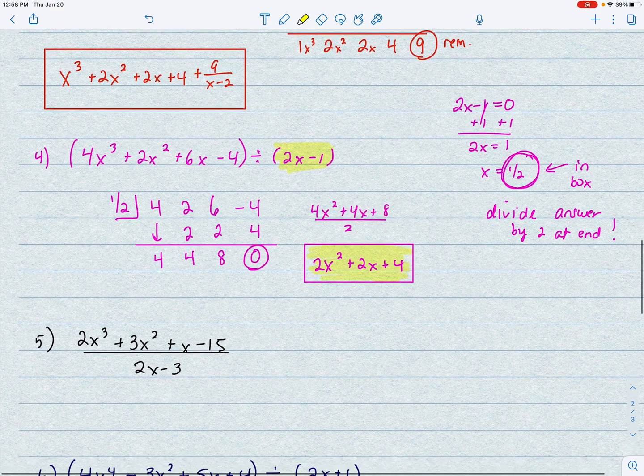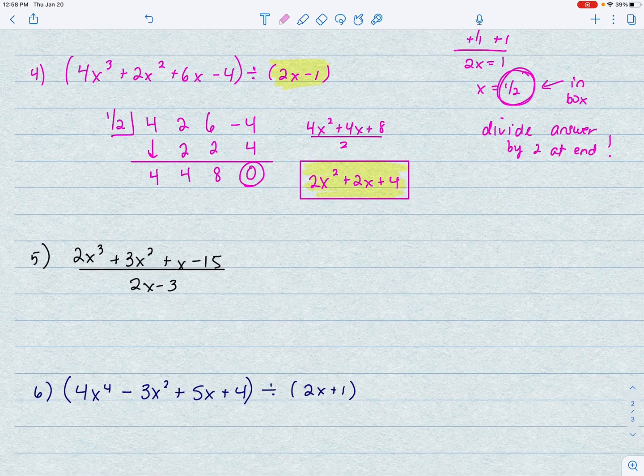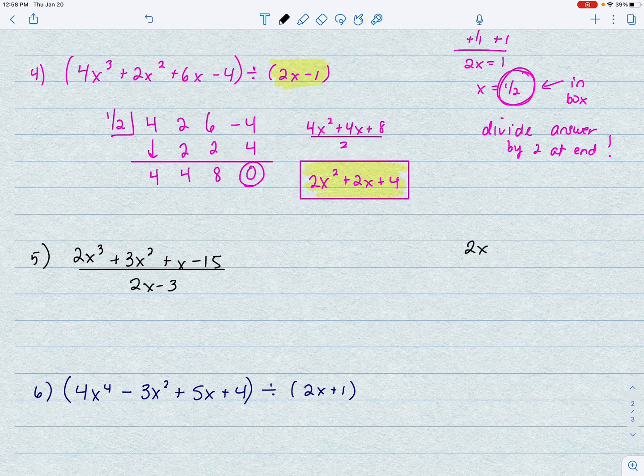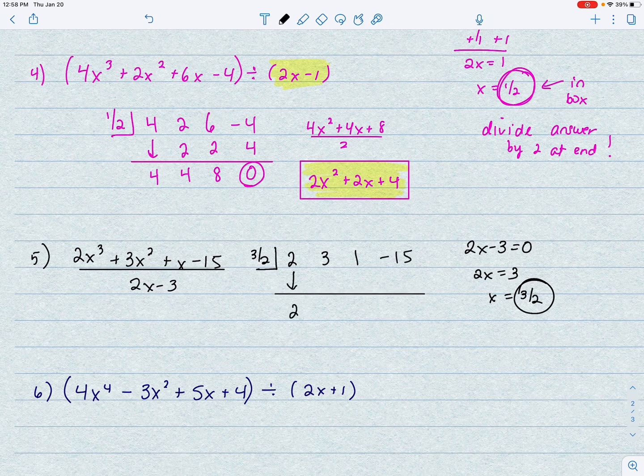So hopefully you won't forget that step. We're going to do 2 more of those. So the next one, I'm going to take 2x minus 3 and set it equal to 0. So 3 halves is the number I'm going to put in the box. So it goes 3 halves, box. This one goes 2, 3, 1, negative 15. Nothing skipped. Bring down the 2, multiply.